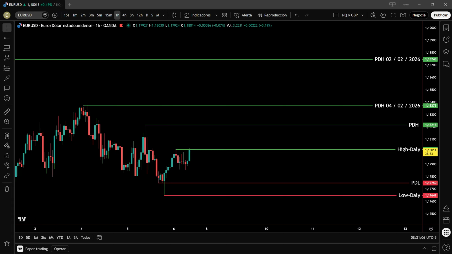As traders, we must stay alert. This sweep of buy-side liquidity could be a Judas swing or a simple manipulation before continuing the macro bearish trend we saw on higher timeframes, or alternatively, the start of a deeper rebalancing toward higher PDH levels.